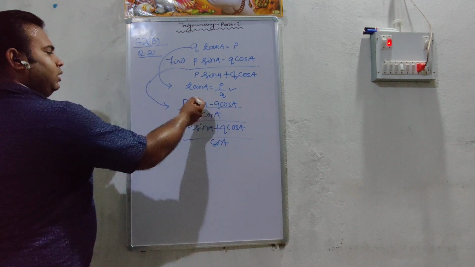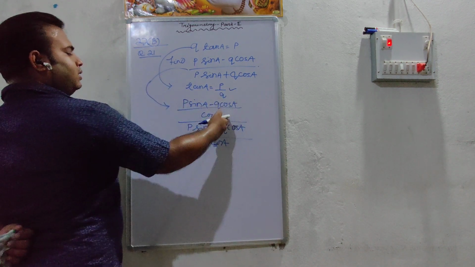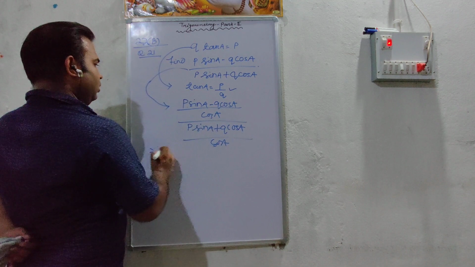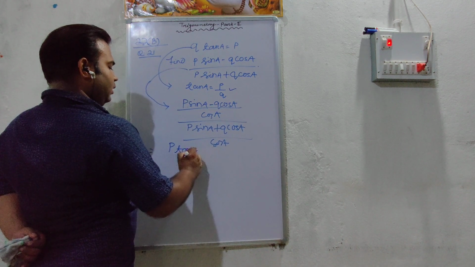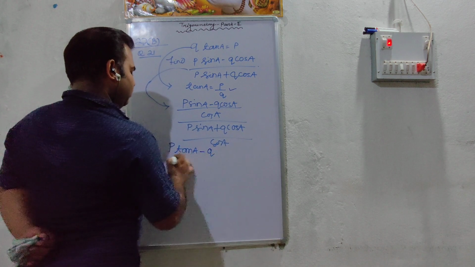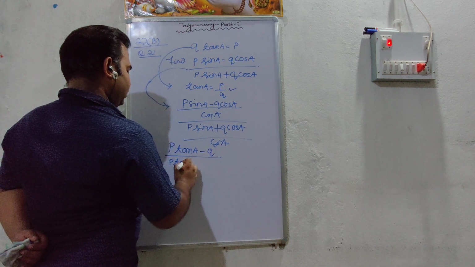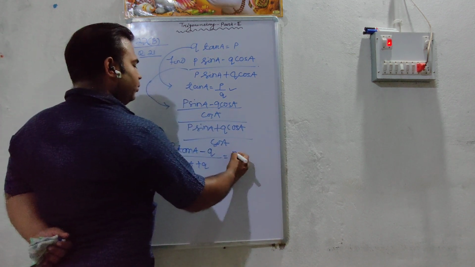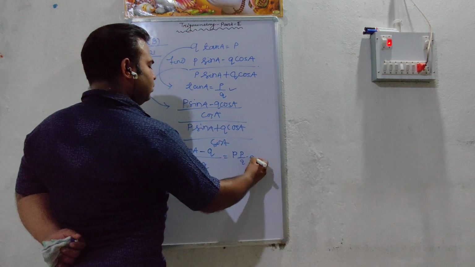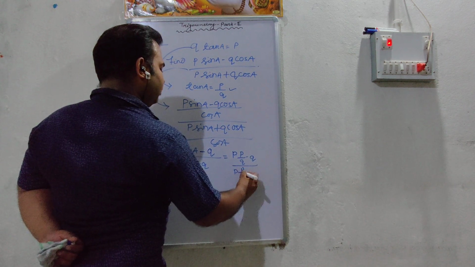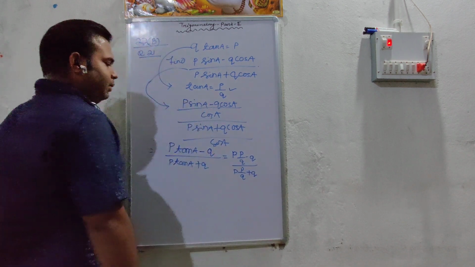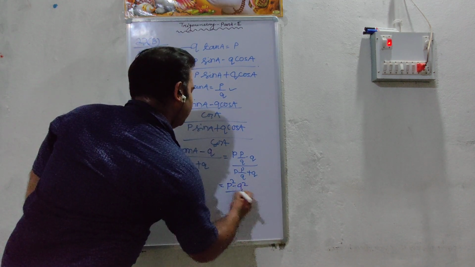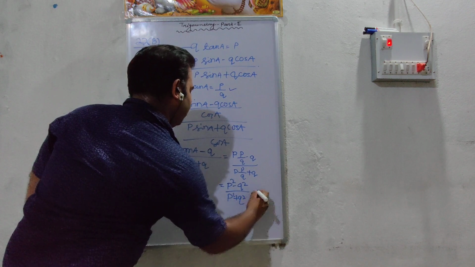Now this cos A goes here: P sin A by cos A, Q cos A by cos A. P into sin A by cos A plus Q into cos A by cos A. So it reduces to P tan A minus Q by P tan A plus Q. Now we will substitute the value of tan A. It will be P by Q: P into P by Q minus Q by P into P by Q plus Q. After simplification, take the LCM. It will be P square minus Q square by P square plus Q square. It is your final answer.